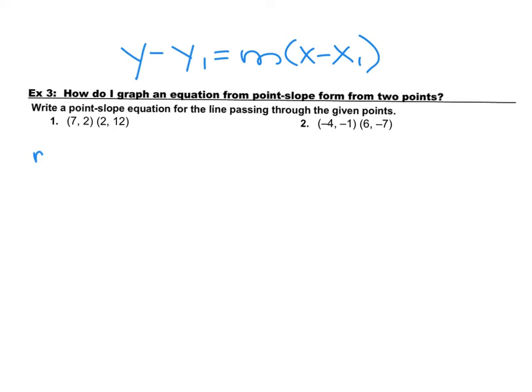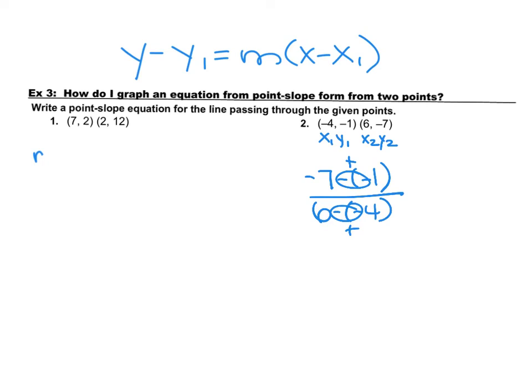All right, our second equation. Let's put x1, y1, x2, y2. So we're going to find the slope. Negative 7 minus negative 1 all over 6 minus negative 4. All right, these become a plus, these become a plus. All right, so negative 7 plus 1 gives us a negative 6. And then I have 6 plus 4, which is equal to 10. And let's just simplify. That's going to give us a slope of negative 3 all over 5.